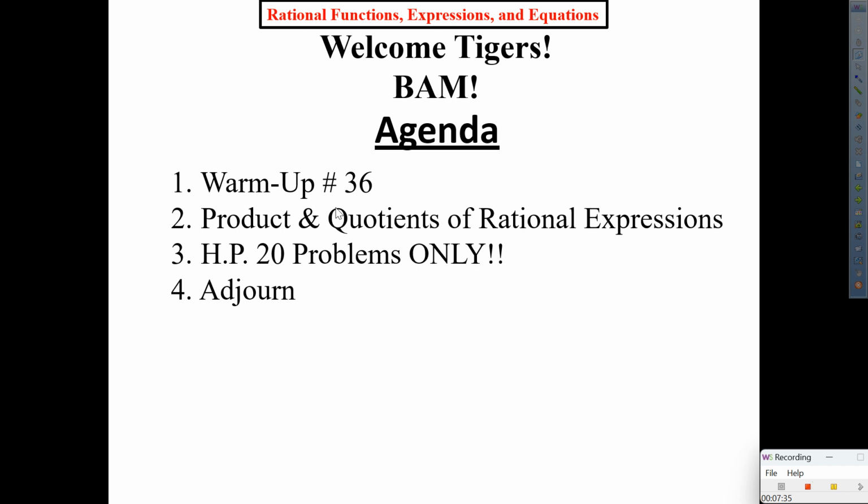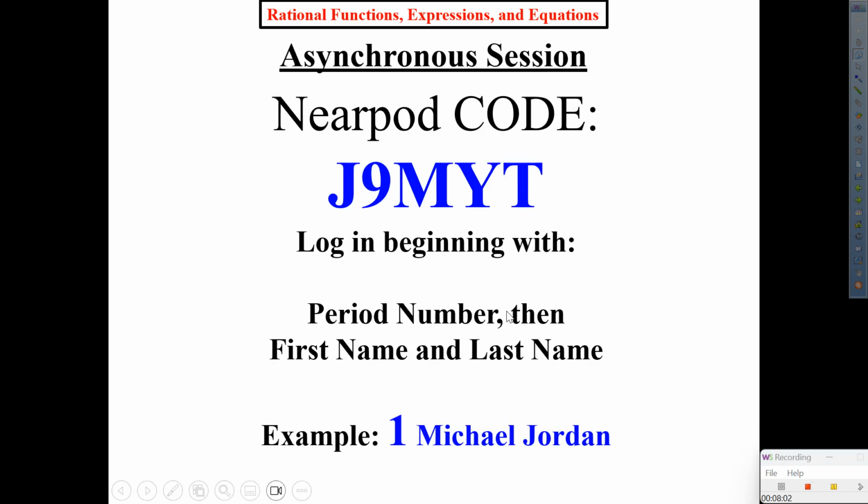So once again, we finished warm-up number 36. Today we're continuing with product and quotient of rationals. And tonight's home plate is only 20 problems. Like I said, I'm probably going to leave you odds or evens. I'll check right now. And here's your code for the home plate for tonight: J9MYT. J9MYT.